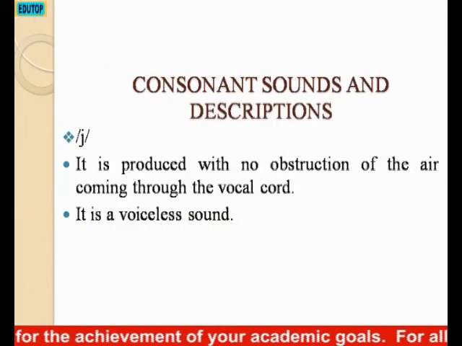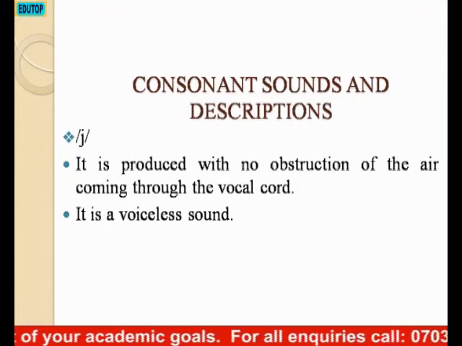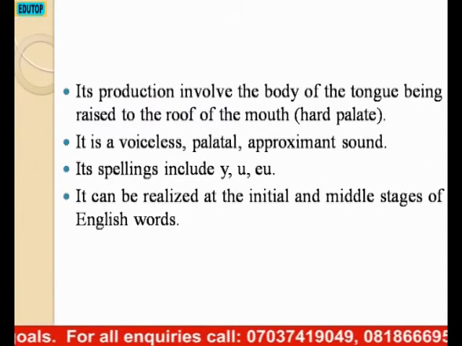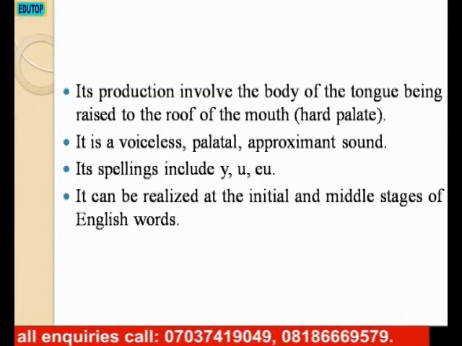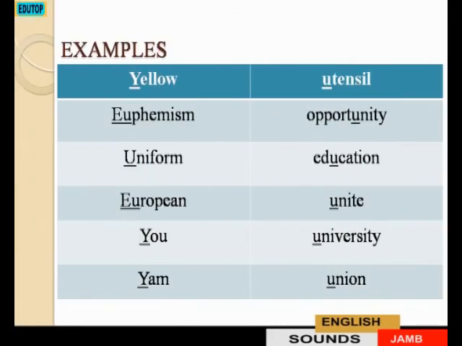Another one is j. It is produced with no obstruction of air, and so it is a voiceless sound. When it is produced, the body of the tongue is raised to the roof of the mouth, the hard palate. It is a voiceless palatal approximant sound. Spellings include Y, U, and EU. It can be realized at the initial, middle, and final positions of English words. Examples: yellow, euphemism, uniform, European, yam, opportunity, education, unite, university, union.